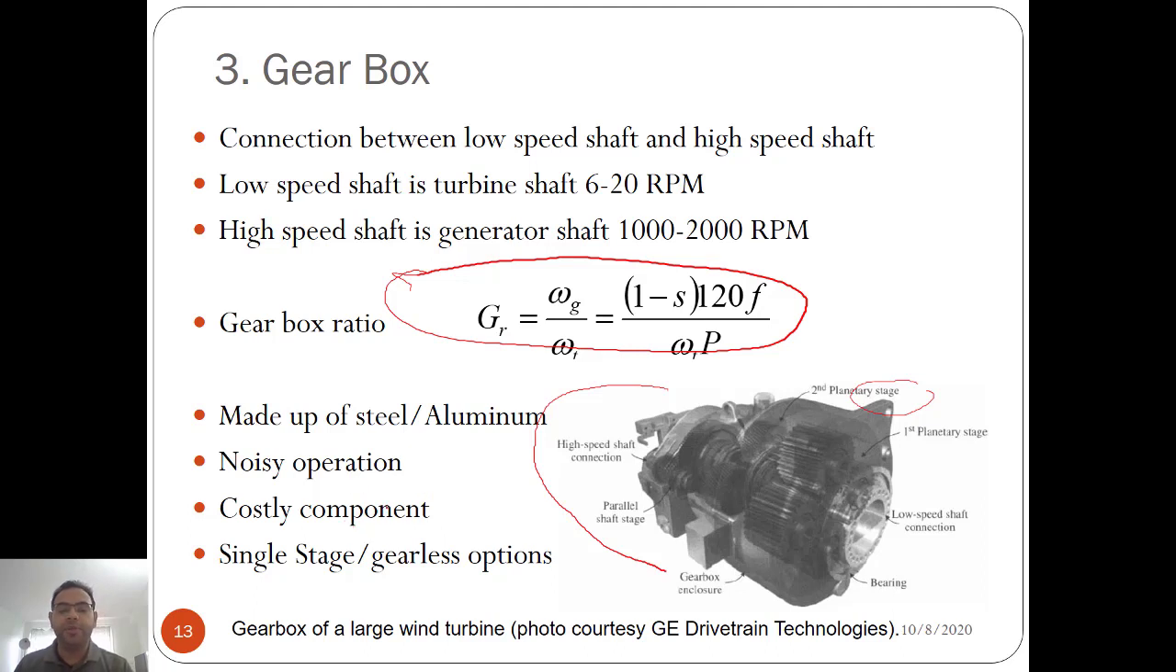There is another possibility that we have single stage or gearless. We remove the need for the gear such that the speed of the wind turbine matches the speed of the generator. We can have this mechanism as well, but this is not preferred. In practical systems, we generally go for a gear-based mechanism.